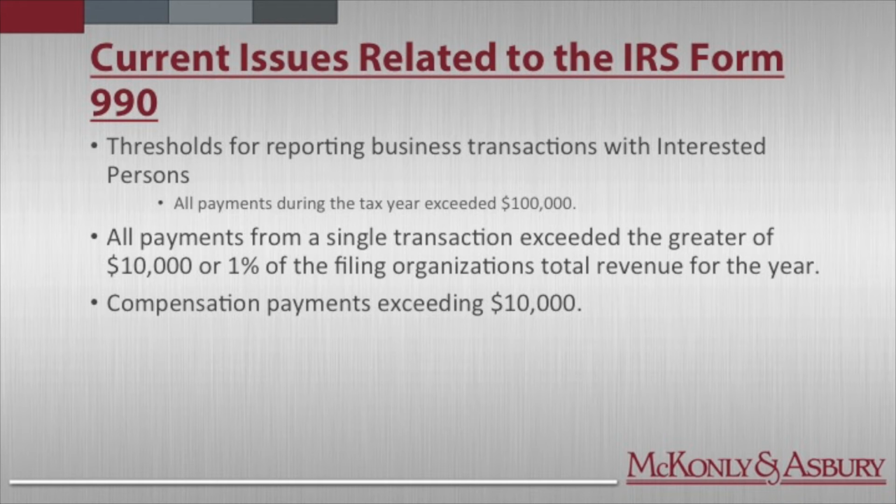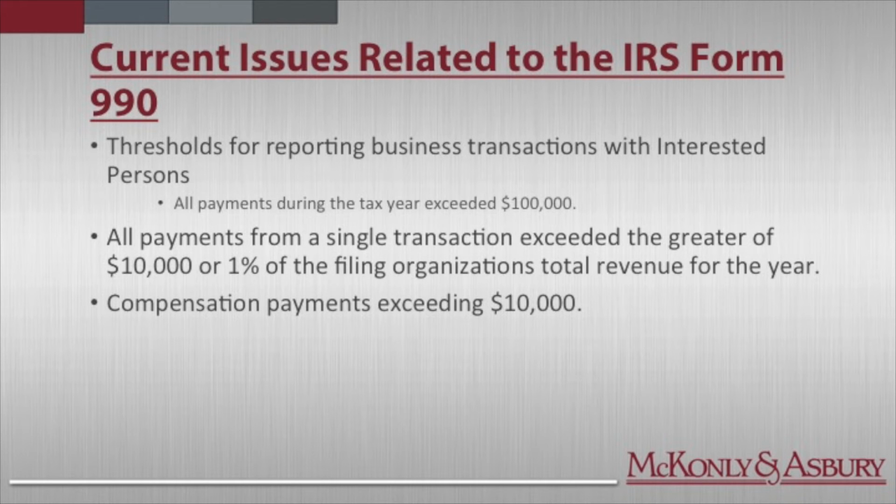One of the key things on Schedule L is thresholds. The IRS does put out thresholds in terms of materiality regarding whether you have to disclose transactions with interested persons. The first threshold is that all payments during the tax year exceeded $100,000. So if you have several different types of business transactions with a particular director, for example, you aggregate those all together and see if they're over $100,000. And if they are, then you're into disclosing that on the Schedule L.